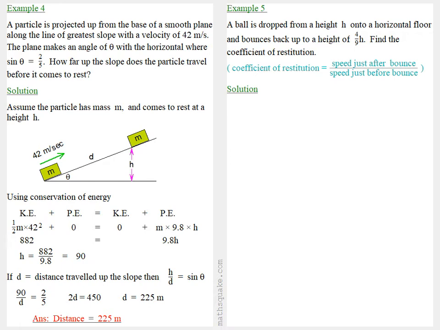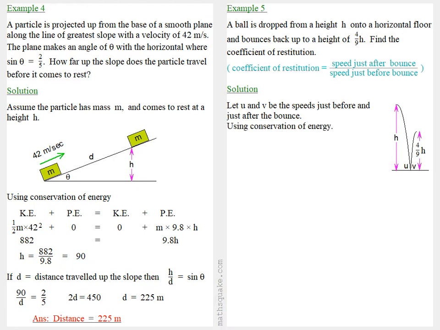Well, to solve this, let u and v be the speeds just before and just after the bounce. Now using conservation of energy, for the descent, up till the point where it's just about to hit the floor, we have initially there's only potential energy, mgh, and finally there's only kinetic energy, a half mu squared. And for the ascent, just after it's bounced, the potential energy is 0 and the kinetic energy is a half mv squared. And when it's reached the top, the kinetic energy is 0 and the potential energy is mg times 4/9 h.